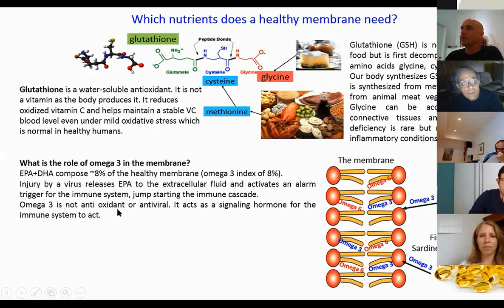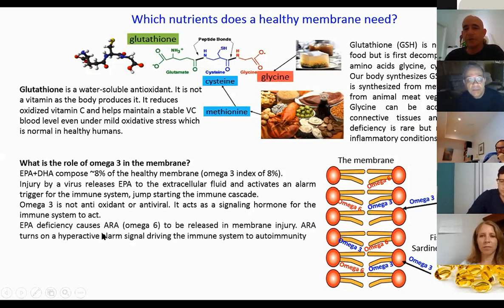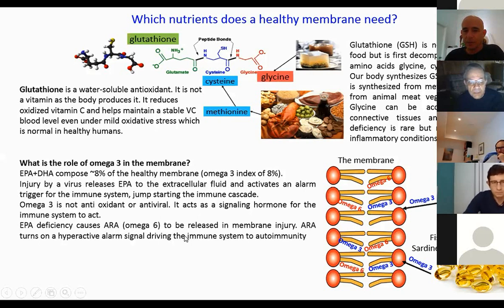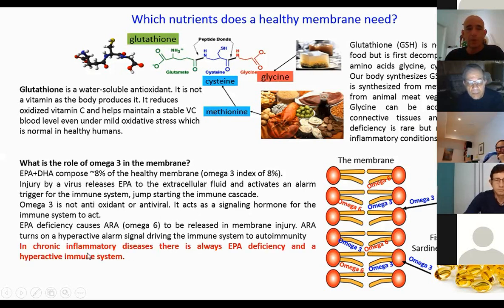Omega-3 is not antioxidant, it's not antiviral. Some people use these slogans, it's not true. It acts as a signaling hormone for the immune system to act. EPA deficiency, if we have here in the membrane not enough EPA, causes arachidonic acid to be released in the membrane injury. Arachidonic acid turns on a hyperactive alarm signal, driving the immune system to autoimmunity. That's the big difference, that's the big problem. So in chronic inflammation diseases, there is always EPA deficiency and the hyperactive immune system.